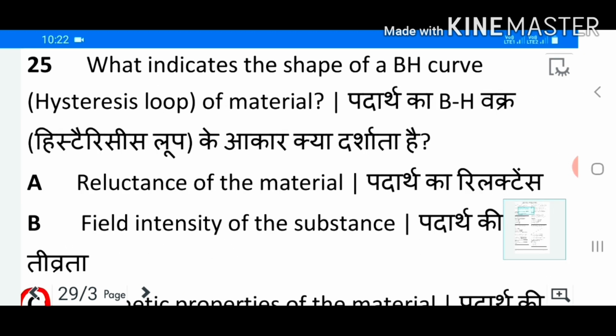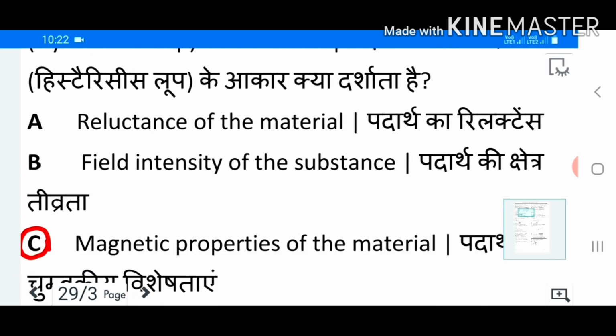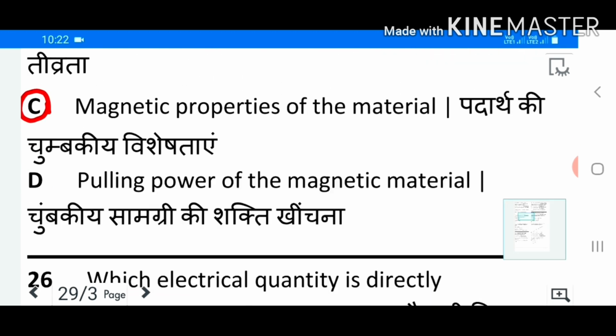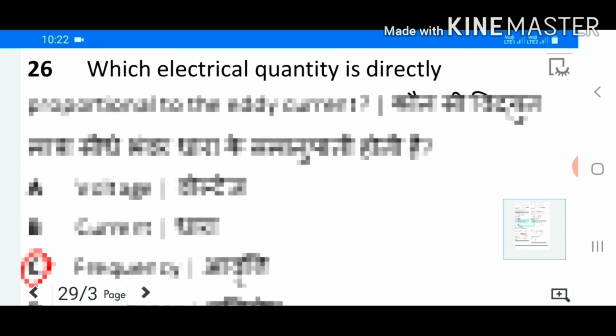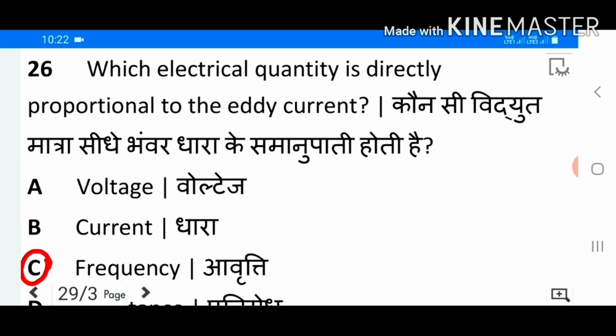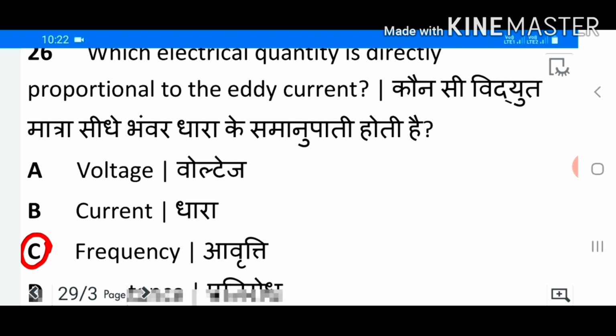25. What indicates the shape of a BH curve of material? Answer C. Magnetic properties of the material. 26. Which electrical quantity is directly proportional to the eddy current? Answer C. Frequency.